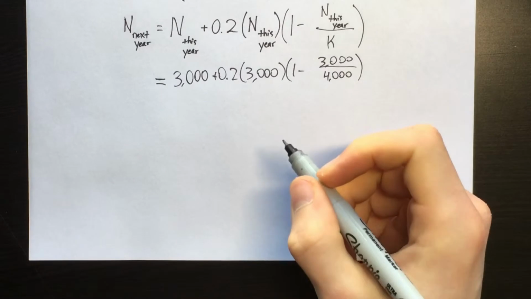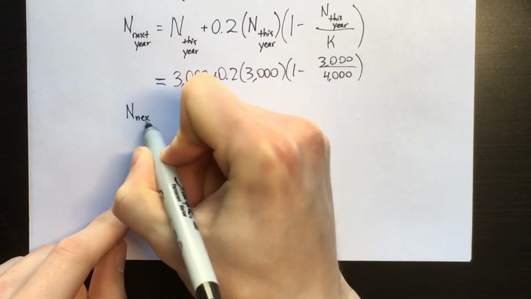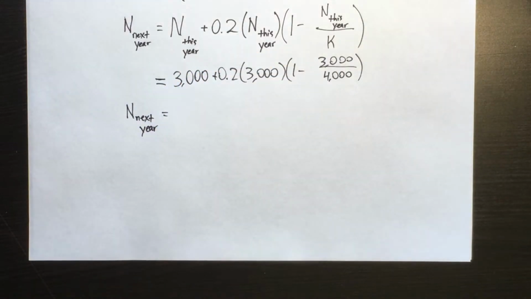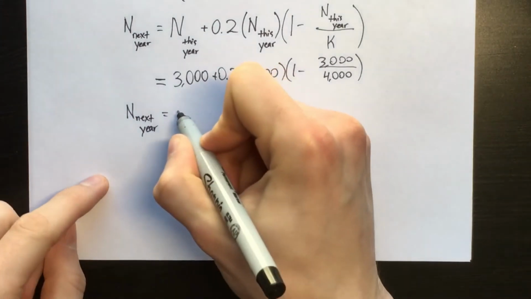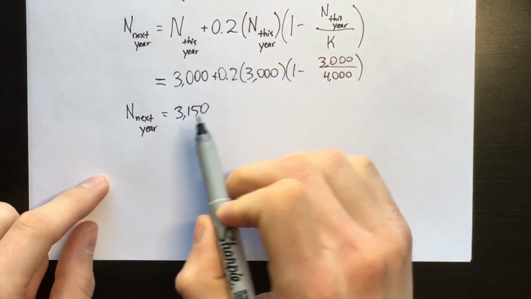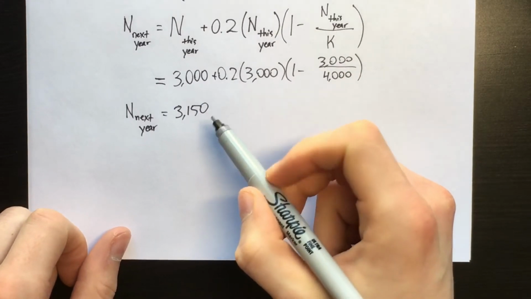All right, and so now you just plug that into your calculator and get n for next year. So 1 year later is going to be plus 0.2 times 3,000 times 1 minus 3/4. All right, so that comes out to 3,150. So cool, this is 1 year from now. This is not your answer yet. How do you figure out 2 years?